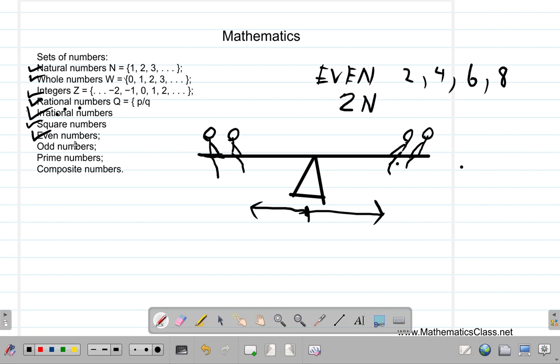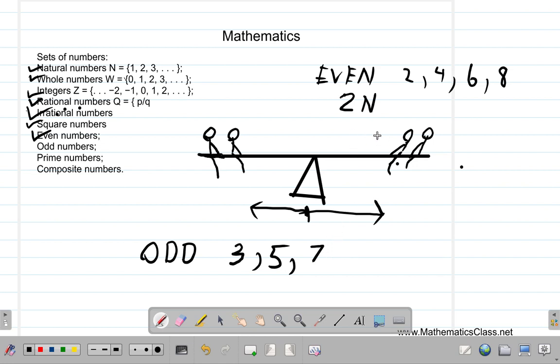Those are even numbers. What about odd numbers? Odd. We're dealing with odd numbers now. Now, odd numbers, when you divide them by 2, you get a remainder, such as 3. 3 divided by 2 is 1, remainder 1. 5 divided by 2 is 2, remainder 1. 7 divided by 2 is 3, remainder 1.